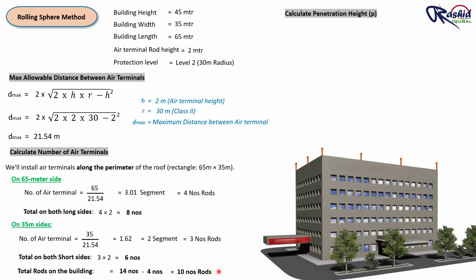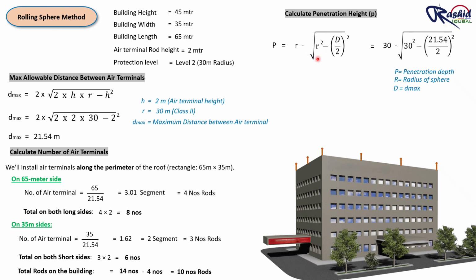Now let's calculate the penetration depth of the rolling sphere between two rods. The formula is P equal to R minus root under R square minus (D by 2) whole square, where P is the penetration depth, R is the radius of the sphere, and D is the maximum distance. So let's substitute the values in this formula. It becomes equal to 30 minus root under 30 square minus (21.54 divided by 2) whole square.